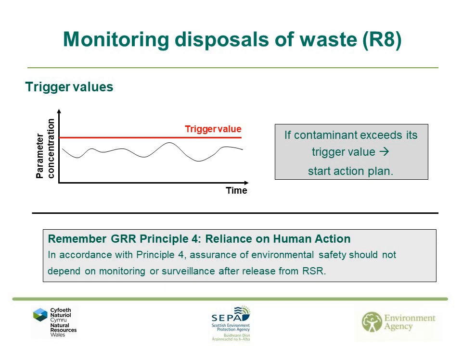An important part of the monitoring programme is that it should clearly specify levels of specific contaminants that will trigger action, as well as establish an action plan if these levels are breached. The action plan should include an approach for identifying any false positive readings before unnecessary action is taken. In accordance with Principle 4 of the GRR, unreasonable reliance should not be placed on human action to protect people and the environment after release from radioactive substances regulation. This means that assurance of environmental safety should not depend on monitoring or surveillance after the end of regulation.